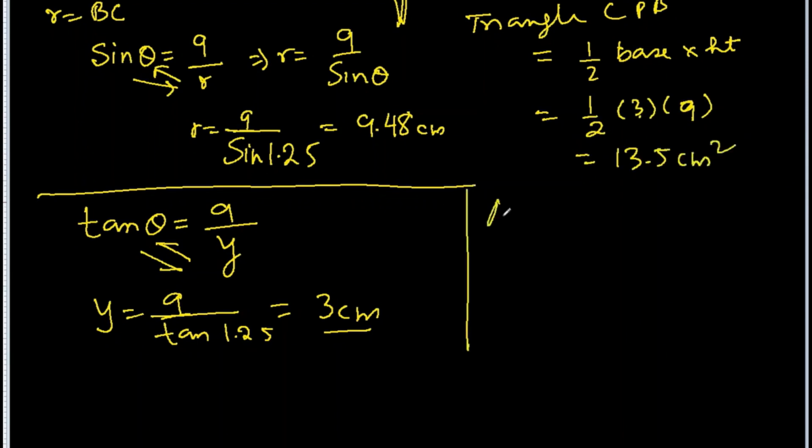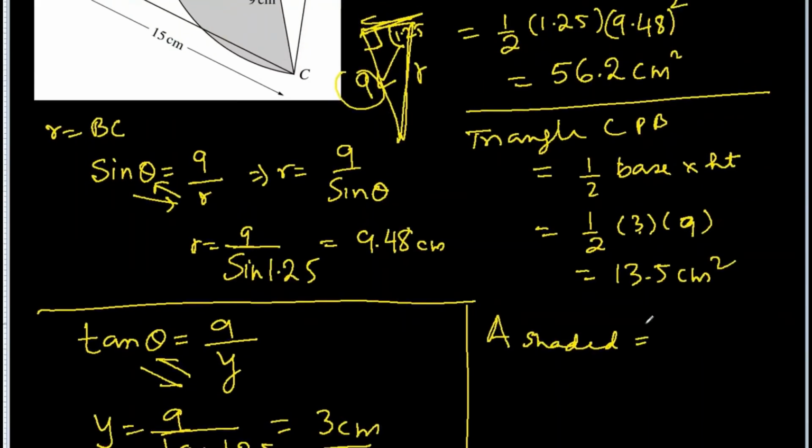square. And finally, the area of the shaded region will be the area we got earlier, which was 56.2, minus the area we got just now, 13.5, will be 42.7 centimeter square.